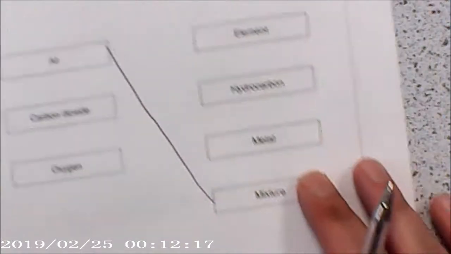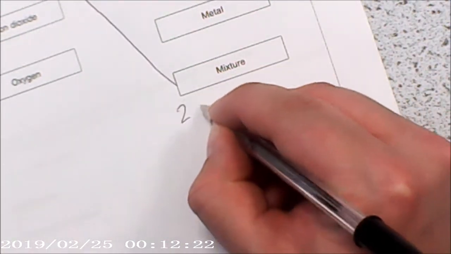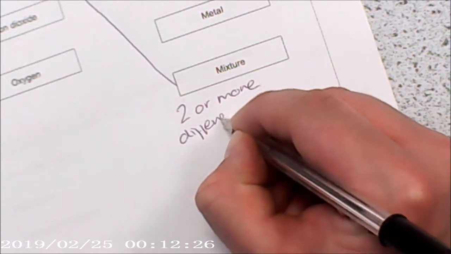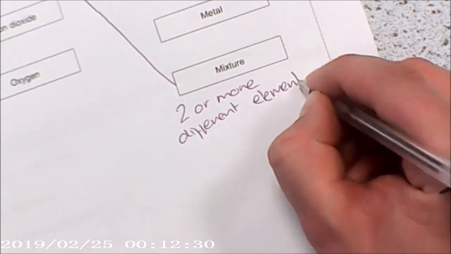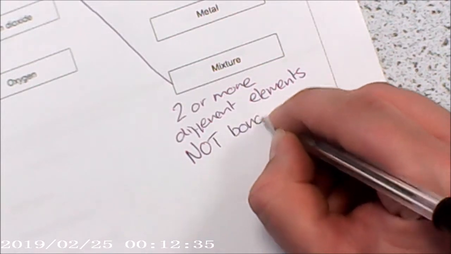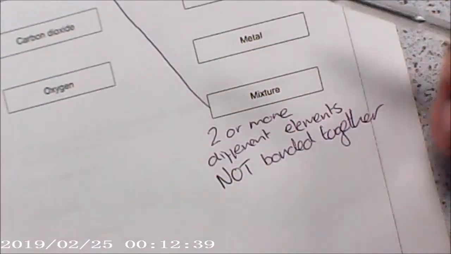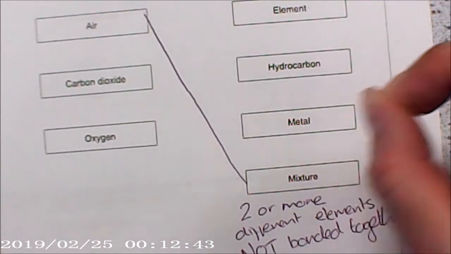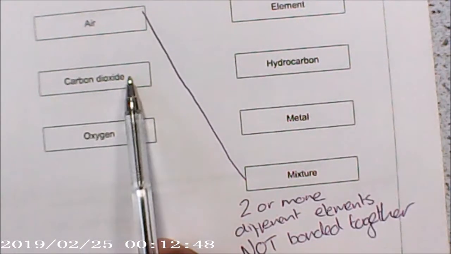Okay, really important to remember, mixture is 2 or more different elements or compounds not bonded together. Okay, so there is carbon dioxide in air, there is oxygen in there, but the carbon dioxide and the oxygen aren't bonded together. So next one, we've got carbon dioxide.